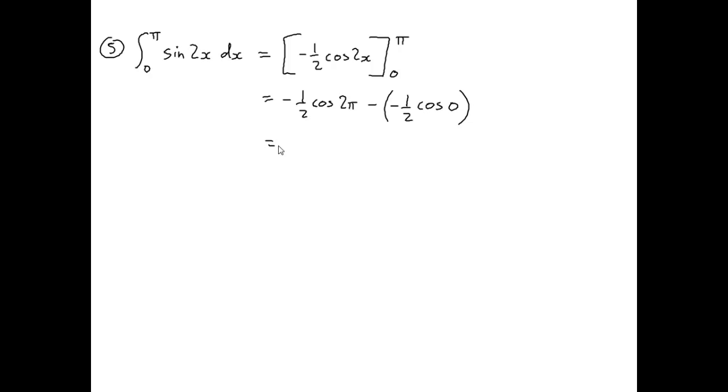What do I end up with? Well, minus 1/2 cos 2 pi. Cos 2 pi is 1, so that becomes minus 1/2. Plus minus 1/2 cos of 0. Well, cos of 0 is also 1, so that becomes plus 1/2. So that equals 0.